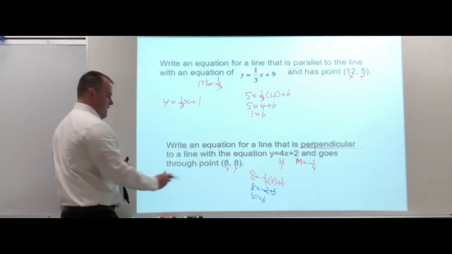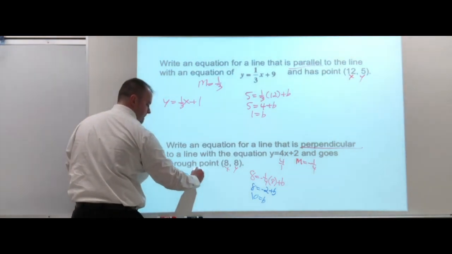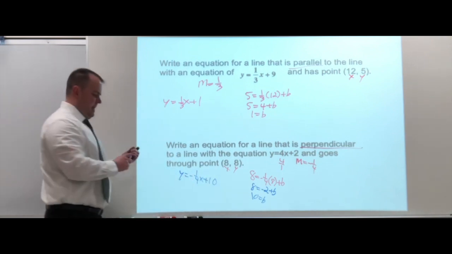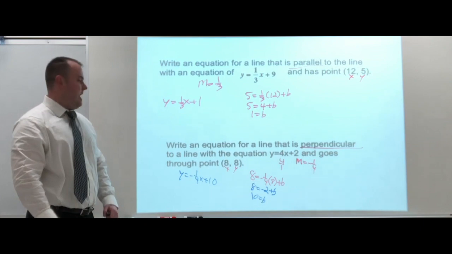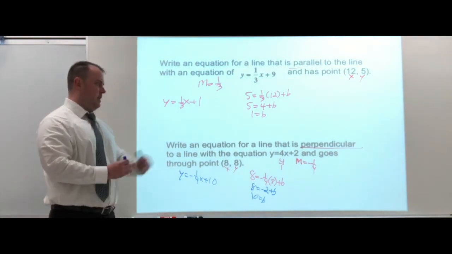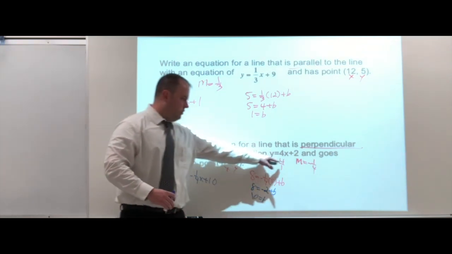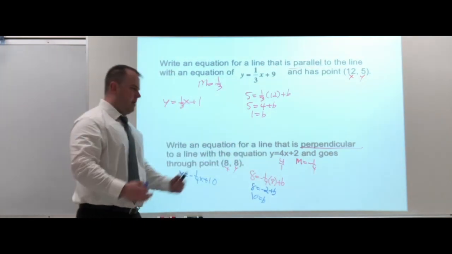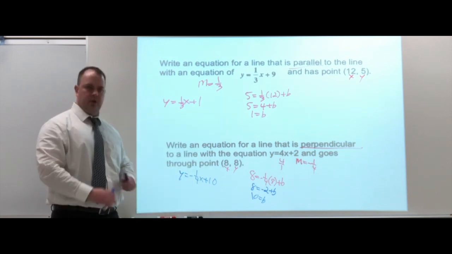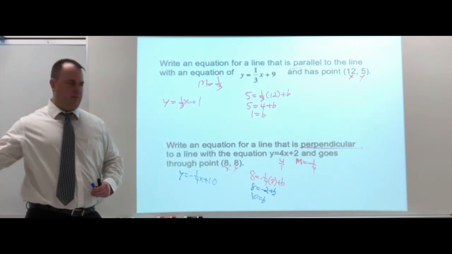So the final answer here, y equals -1/4 x plus 10. Again, make sure you're filling out that final answer. There's a lot going on. You need to remember perpendicular. You have to do the opposite reciprocal. So make sure you're going through all these steps. Don't stop once you find your m and b. Make sure you put it in slope-intercept form.